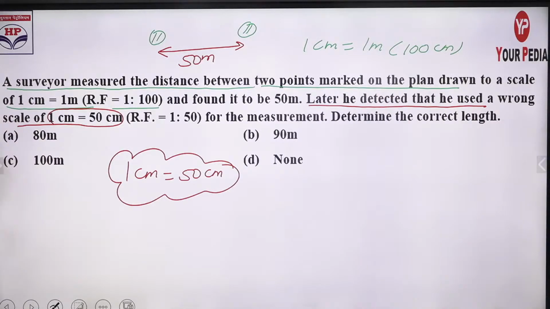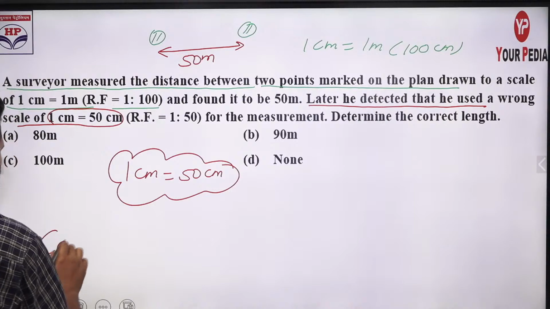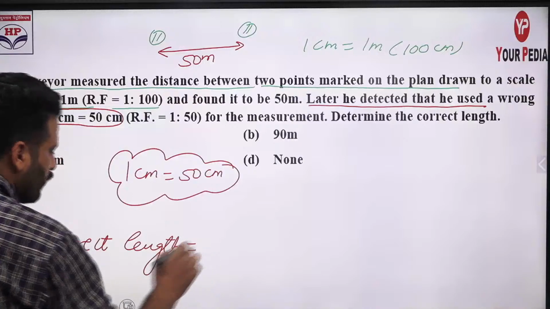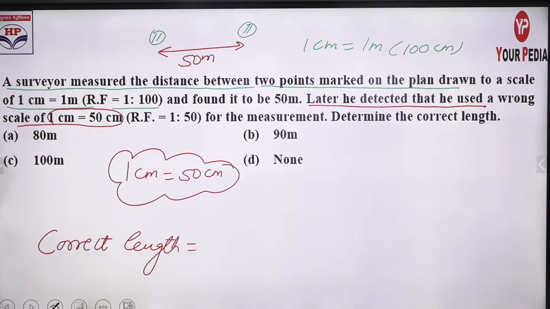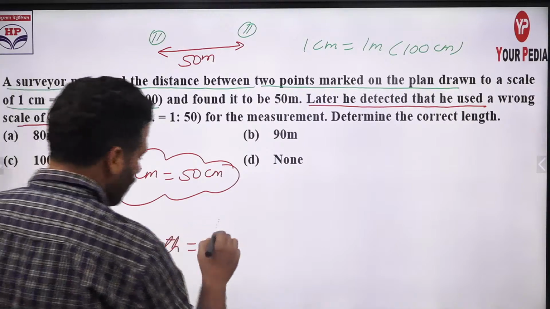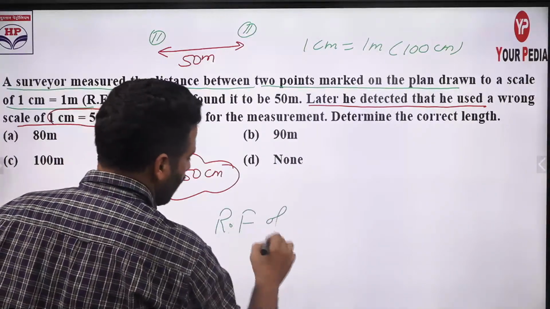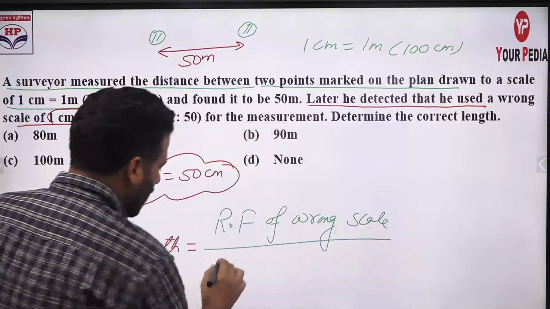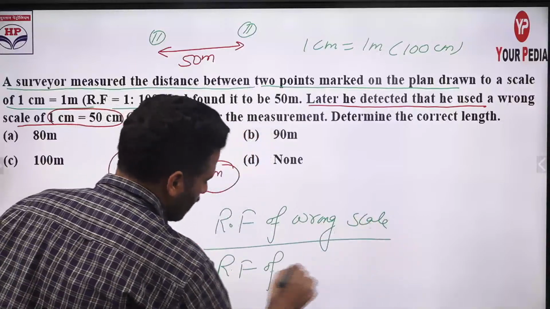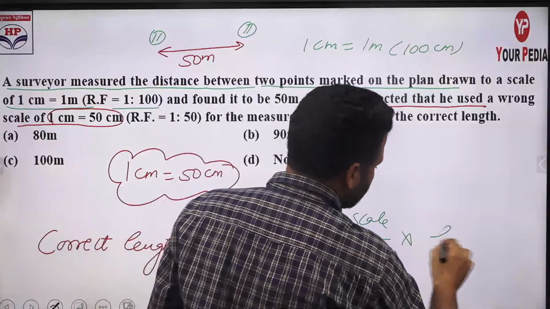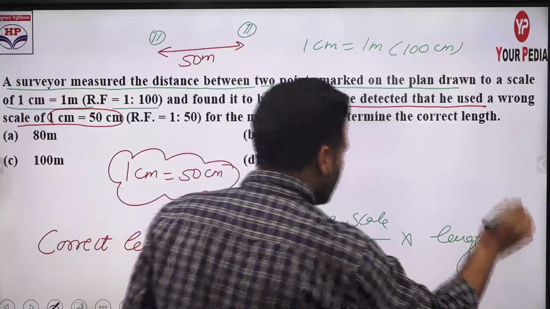Yes, so just try. Let me tell you, whenever a question like this one comes, the correct length equals RF of wrong scale, the representative fraction of wrong scale, to RF of correct scale, into measured length, whatever is given in the question.